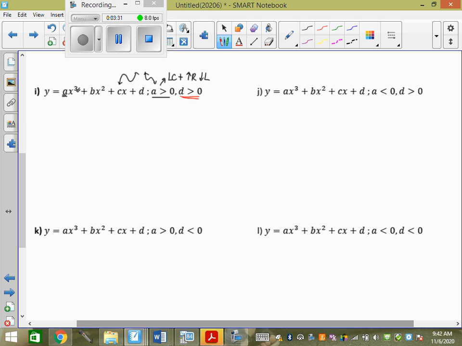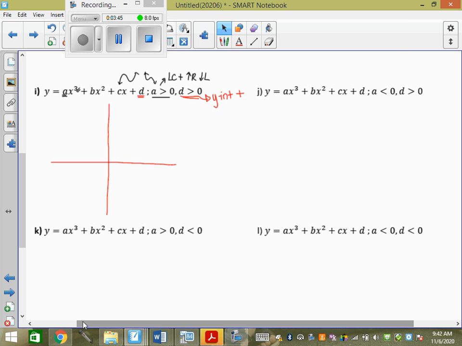d is greater than 0. d is the constant in this case, so what is it telling me? My y-intercept is positive, because it's greater than 0. So there's lots of variations that can happen in this case, because all we care about is the arms and the y-intercept. So the rest in the middle can go kind of crazy. So your y-intercept has to be positive, so it has to be up here somewhere.